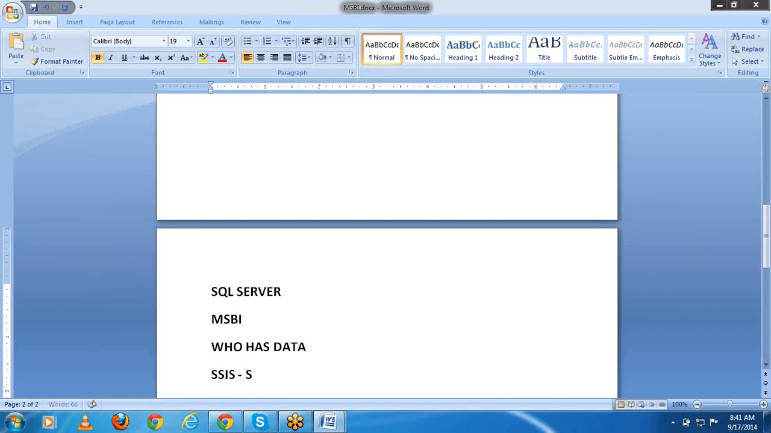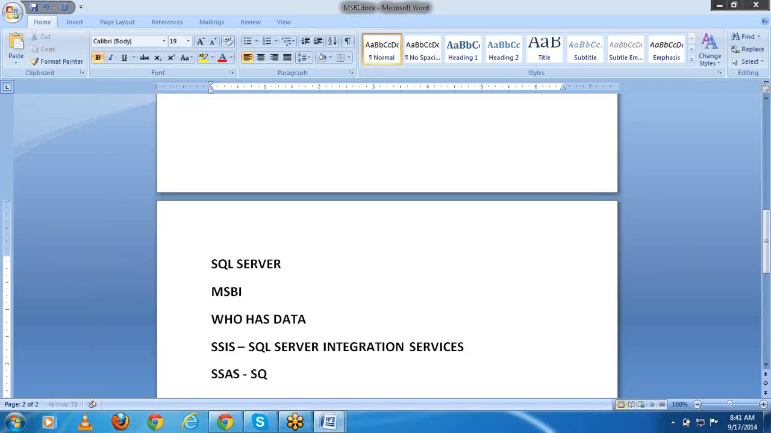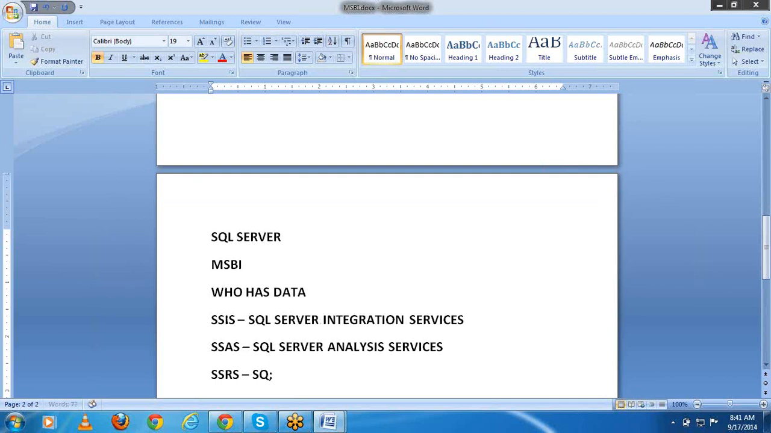One is SSIS, SQL Server Integration Services. One is SSAS, SQL Server Analysis Services. Other is SSRS, SQL Server Reporting Services. So these are the three tools which are available under MSBI. All are SQL Server products. See, SQL Server Integration Services, SQL Server Analysis Services, SQL Server Reporting Services.